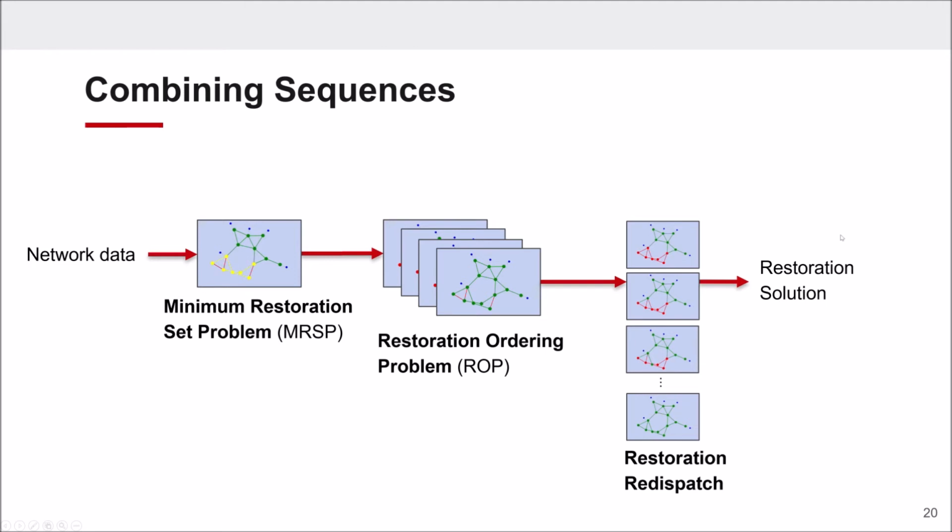And we can also combine these sequences of heuristics and algorithms together. We can take that original network data, solve that minimum restoration set problem in order to get just a subset of repairs. We can order that subset of repairs, and then we can ensure that that final solution is AC feasible using that restoration redispatch. And we can again take a look at the different power flow formulations that may be used in each of these different steps. So there's a lot of nuance here in how you might want to combine this or have other algorithms that you combine together to get a good quality restoration solution in the end.